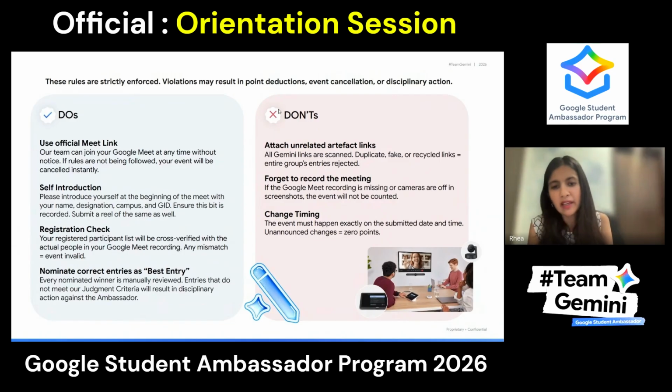Do not use fake, recycled links. Do not use this orientation link. I will not be joining the Google Meet, or maybe I will. Make sure you all are conducting it professionally. Don't forget to record the meeting. Don't use a third party software if you don't have an inbuilt recording, but make sure the recording exists. And do not change timing. Only book when you are sure that your participants can join.